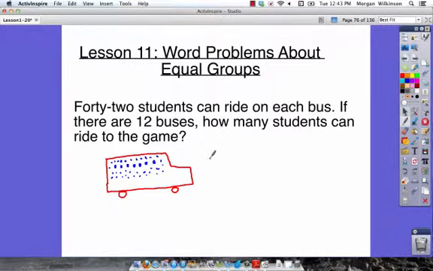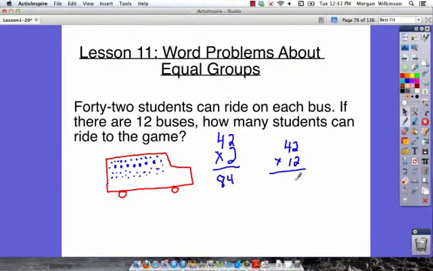For example, if we had 2 buses, that would be a total of 84 students, because 2 times 42 is going to be equal to 84. But we have 12 buses, so we're going to multiply 42 students per bus times 12 buses to find out what our final answer is going to be.